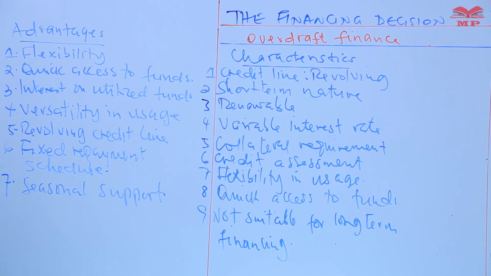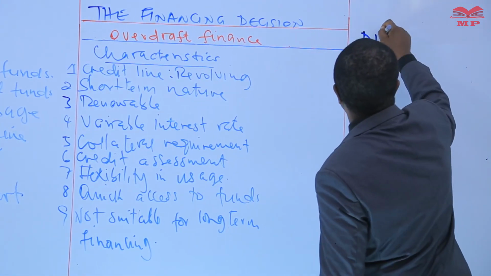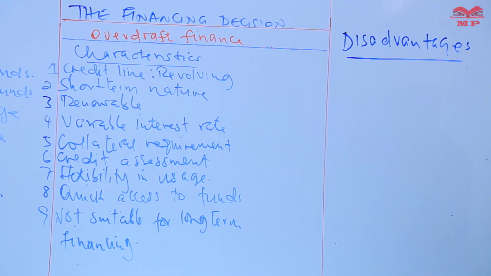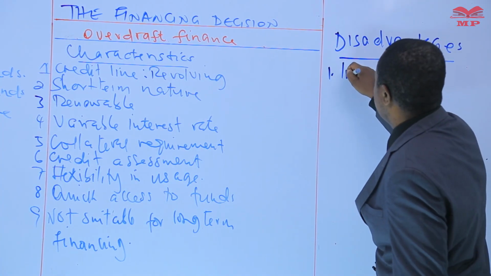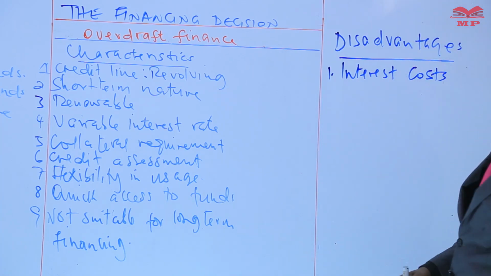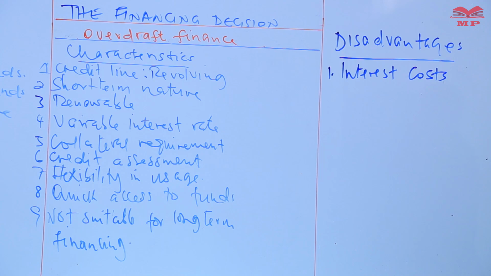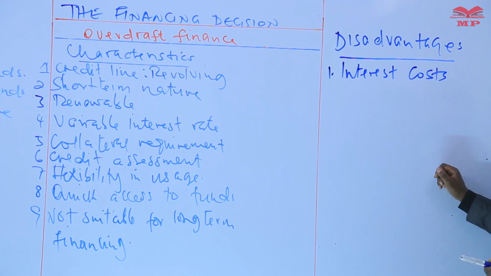So these are 7 advantages. We will highlight the disadvantages here. What are the disadvantages of overdraft finance? Number 1 is the interest costs. Overdrafts can be more expensive in terms of interest costs compared to other forms of short-term financing, and the interest may be higher, especially for unsecured overdrafts.